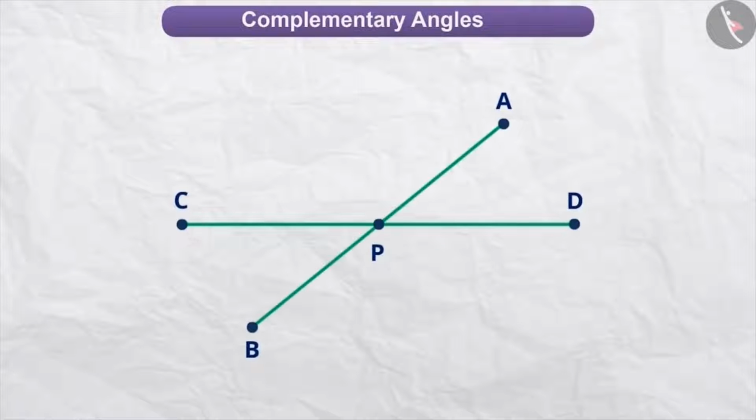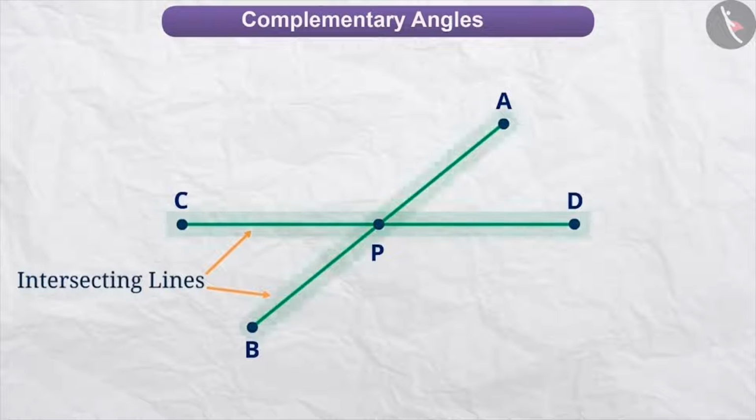Here, lines AB and CD are intersecting at point P. What do we call such lines? Think. Absolutely correct. We call such lines intersecting lines.